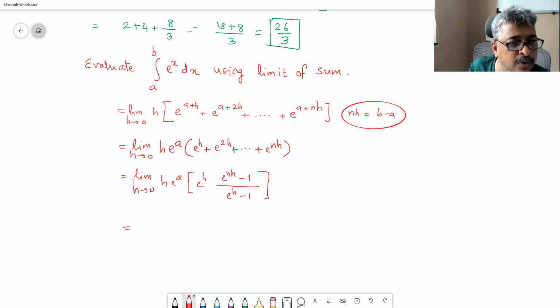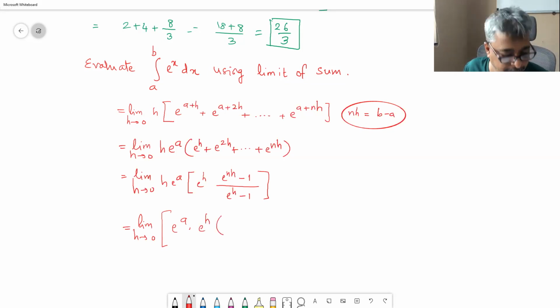So therefore nh is equal to b minus a, that you can put now. So limit h tends to 0, inside bracket e raised to a into e raised to h inside bracket e raised to b minus a minus 1, that is this term, and then this h upon e raised to h minus 1.